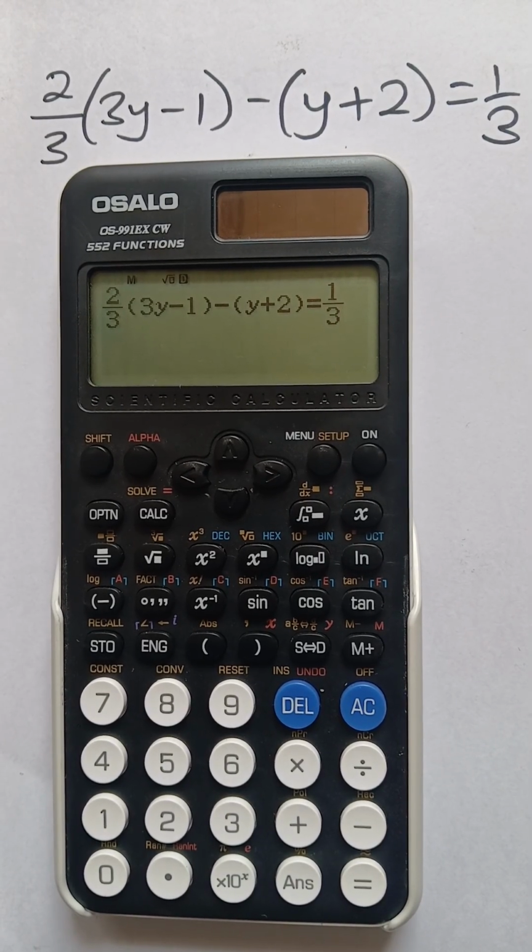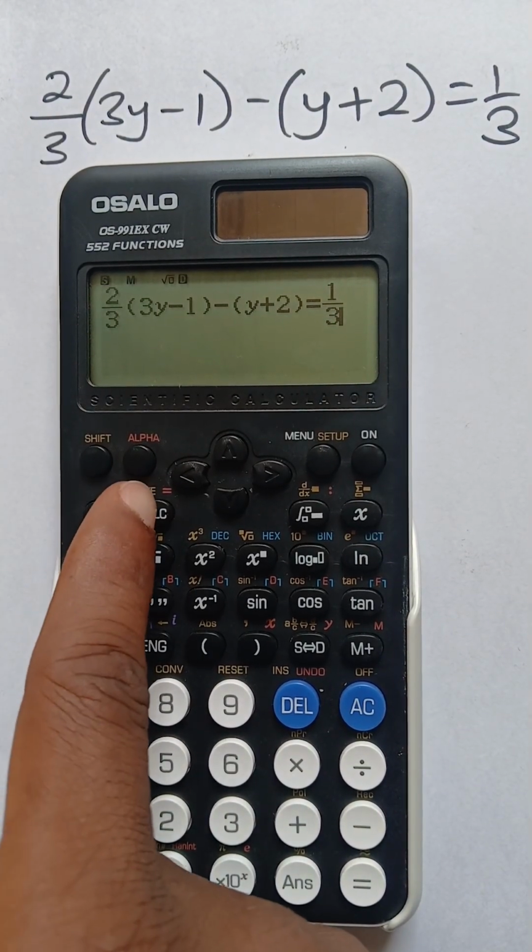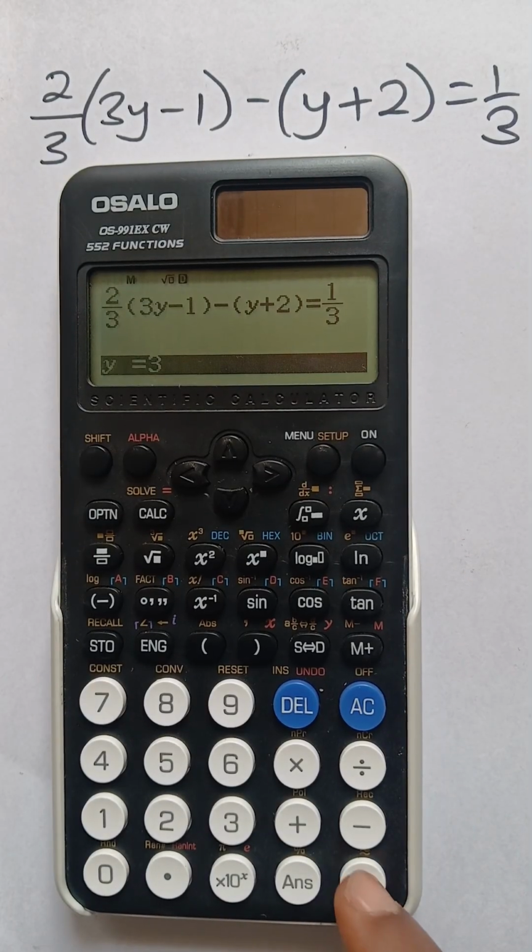Then the next thing is that you're looking for an answer. Since you're looking for the answer, you press shift, solve again, then you press your equal sign, you press the equal sign again. The answer, y is equal to 3. So this is the final answer for the question.